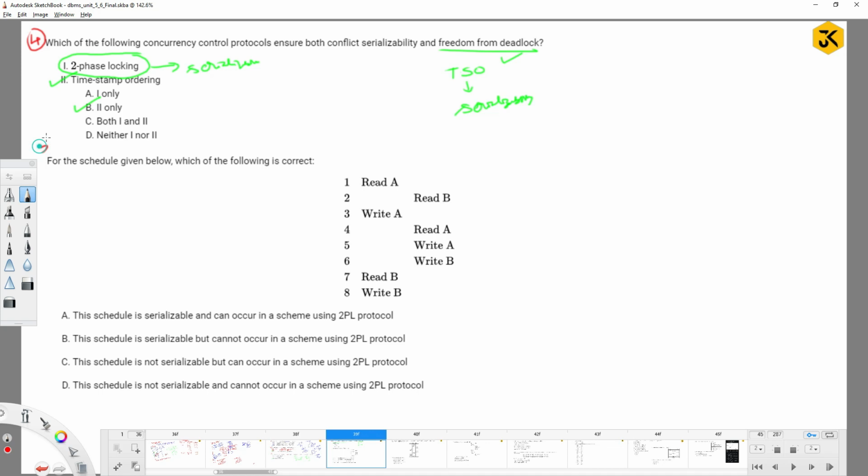Next one: for the schedule given below, which of the following is correct? The schedule is serializable and can occur in a schedule of 2PL protocol. The schedule is serializable and cannot occur in 2PL. The schedule is not serializable and can occur in a schedule of 2PL. The schedule is not serializable and cannot occur in a schedule using 2PL protocol, right?